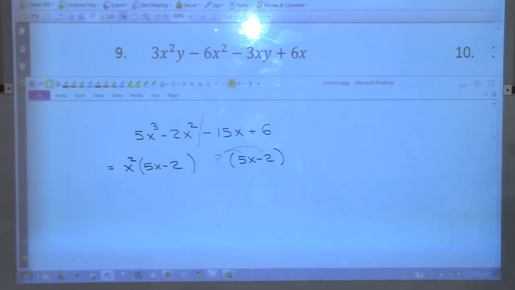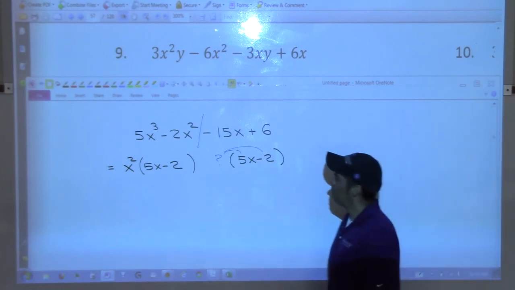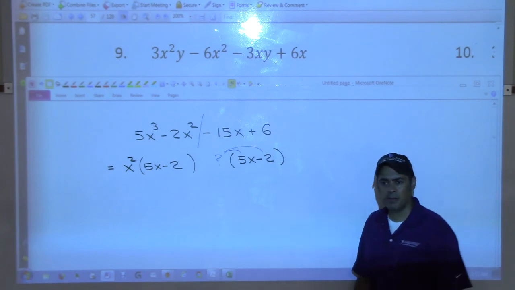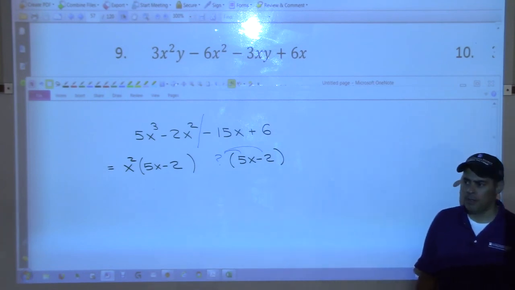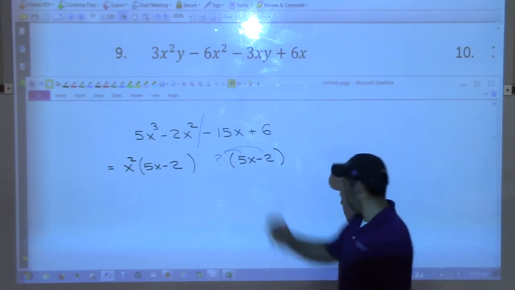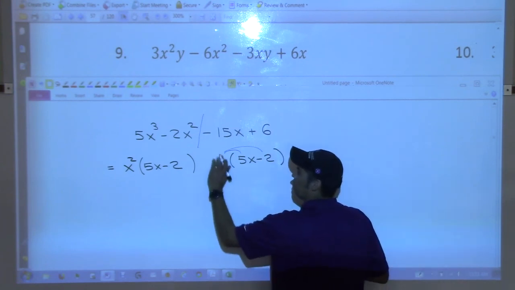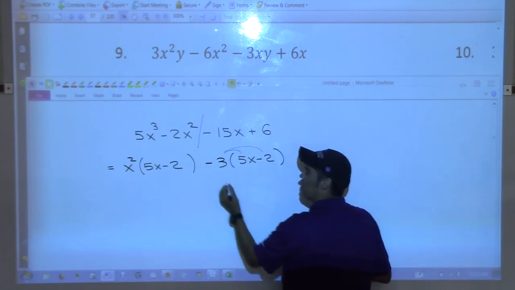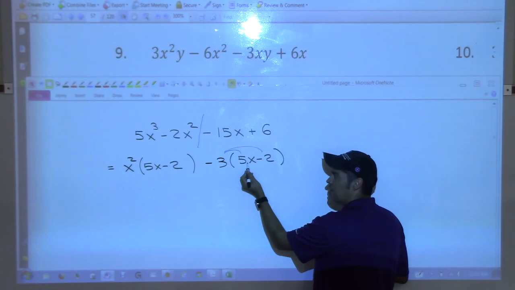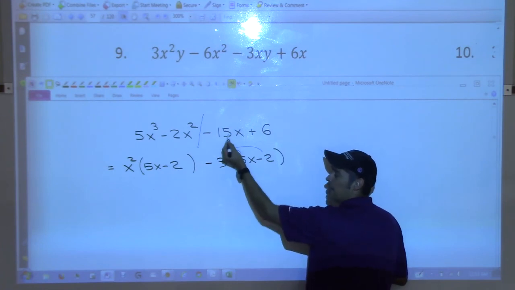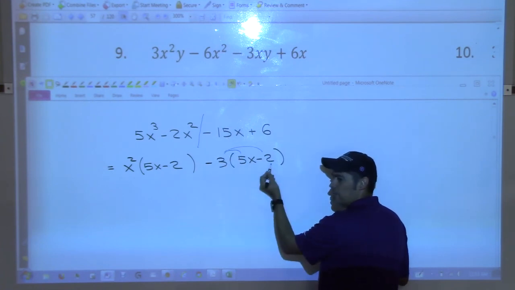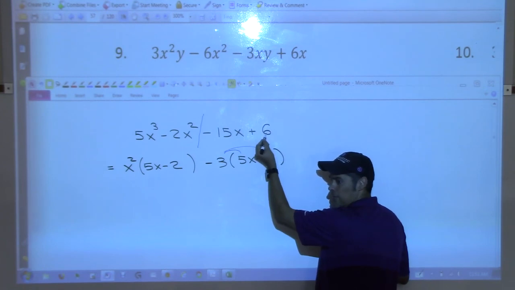Negative 3, right? Negative 3. So if you make this a minus 3, negative 3 times positive 5x gives you negative 15x. Negative 3 times negative 2 gives you positive 6. Yes?